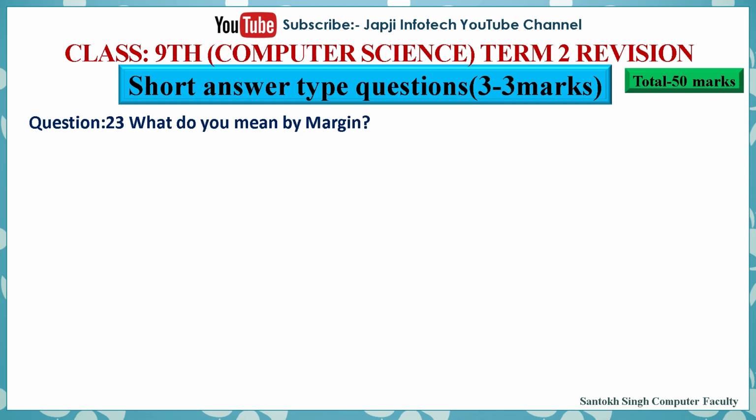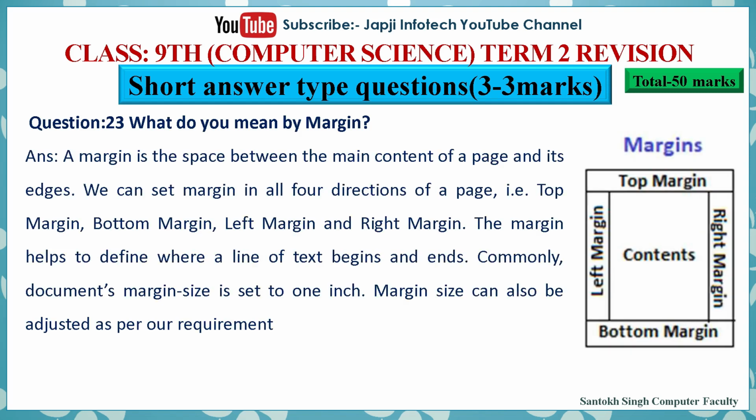And the 23rd question is, what do you mean by margin? A margin is the space between the main content of a page and its edges. We can set margins in all four directions of a page, that is top margin, bottom margin, left margin, and right margin. The margin helps to define where a line of text begins and ends. Commonly, document margin size is set to 1 inch. Margin can also be adjusted as per our requirement.